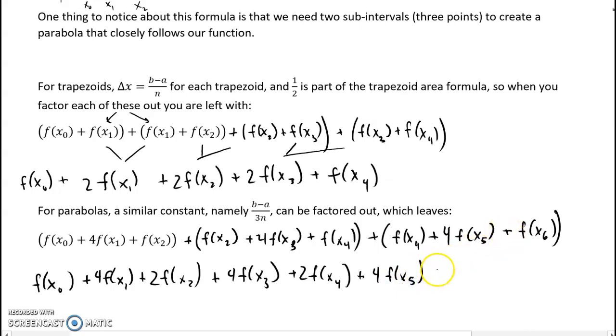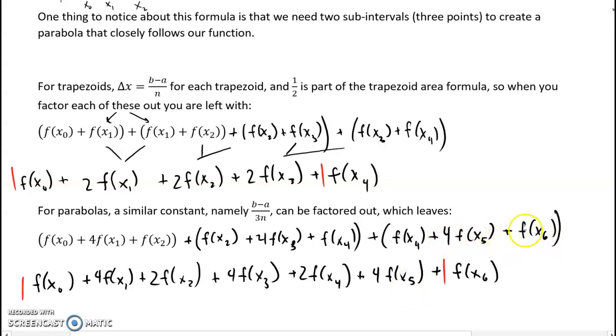And then finally, we're not going to reuse the very last one because it's the right end of the rightmost segment of area. So it's a similar sort of pattern. We have a coefficient of 1 at the beginning for both of these. We have a coefficient of 1 at the end for both of these. And in the middle, for trapezoids, we had 2 over and over and over again. In the middle, for the parabolas, we have an alternating 4, 2, 4, 2, 4. And it always starts and ends with 4. We can't end with a 2 here.